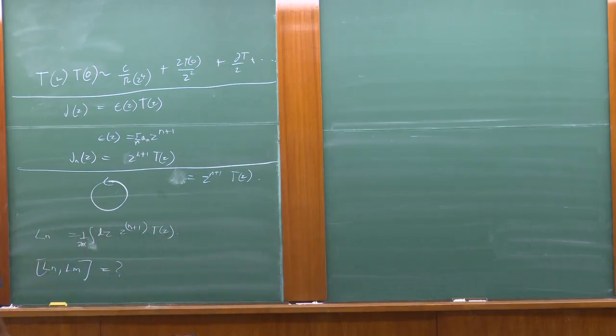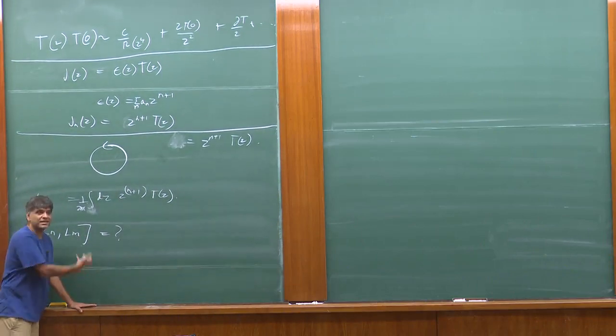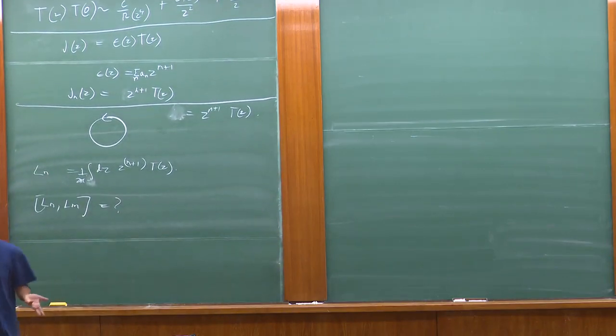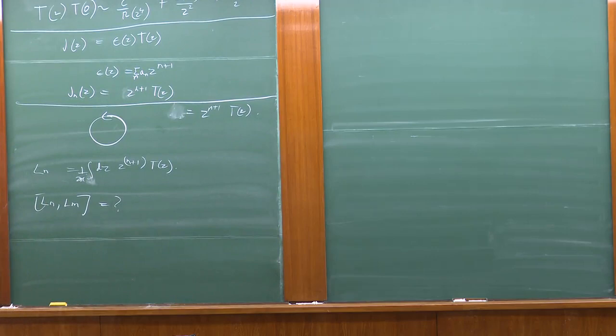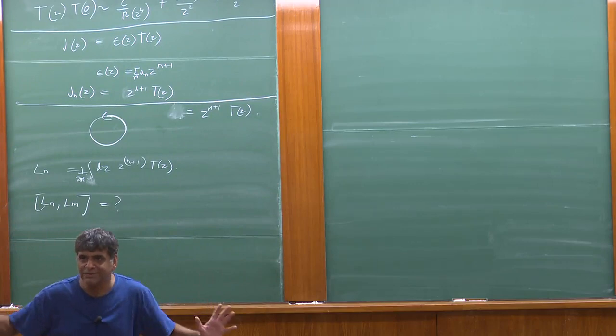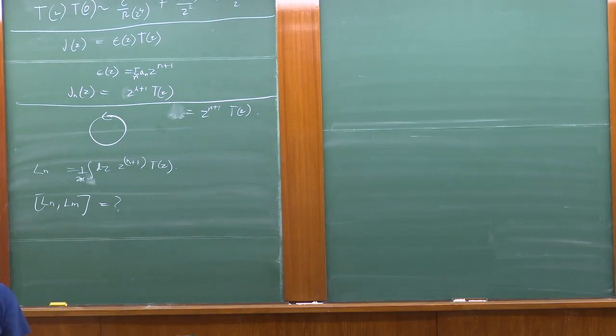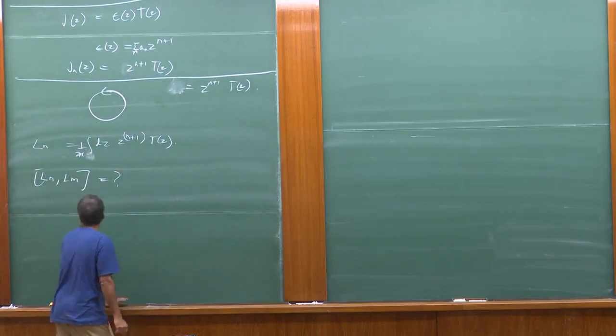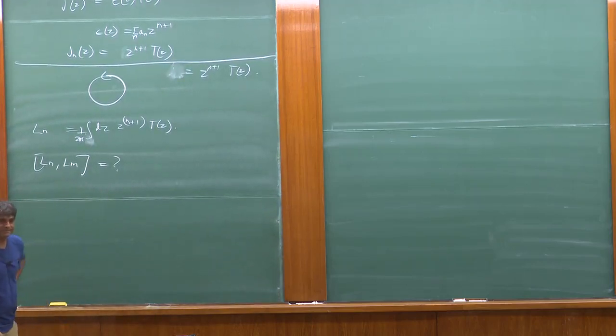So the question we want to ask is, what is the commutator of Ln with Lm? Why we're asking this question is clear. Every time we've got a bunch of symmetries, we try to find the commutation relations because that characterizes the Lie algebra and therefore in the end the group. So it's clear we want to know the answer to this question. Now how do we address this question? First, what does this mean?